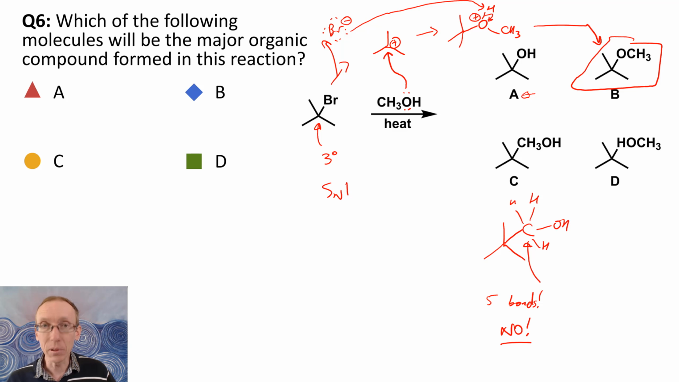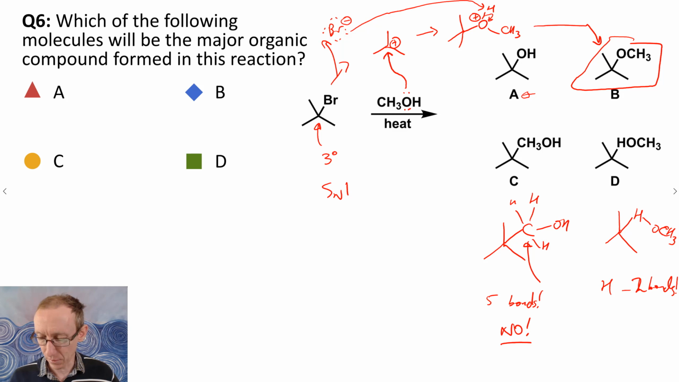exist. Similarly, D is not a very nice looking molecule. We've got it drawn so it looks like there's a hydrogen bound to that position, and then there's an OCH3. So that implies that we would have an O-methyl group, and now we've got a hydrogen with 2 bonds. And that doesn't make any sense either, we really don't have that situation in organic molecules, and so that's not a nice looking molecule either. So the answer to this question is B, the blue diamond.